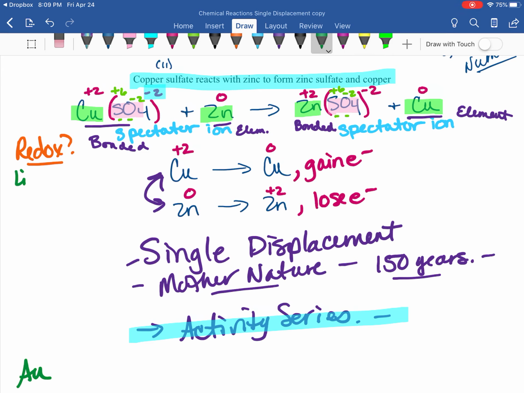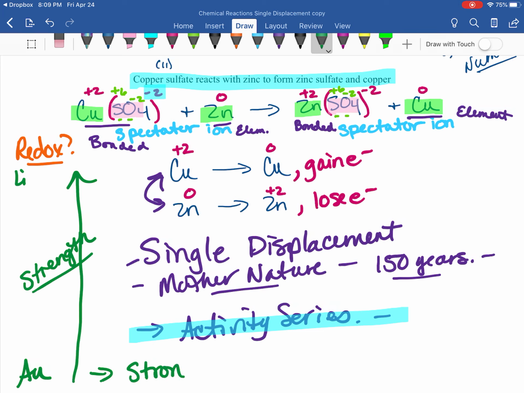Now you want to be careful if you just Google your own, because you'll find all kinds of activity series, but what we're aiming for is in Chem 2, we're going to look at electrochemistry, and we're going to look at standard reduction potentials, and those are written the opposite. So you want to make sure you're looking at a table that has gold on the bottom and lithium on the top, and we're going to read it for strength this way. Okay, now why do we care about strength? Well, I'm going to give you a little tip here. Strongest ends up bonded.